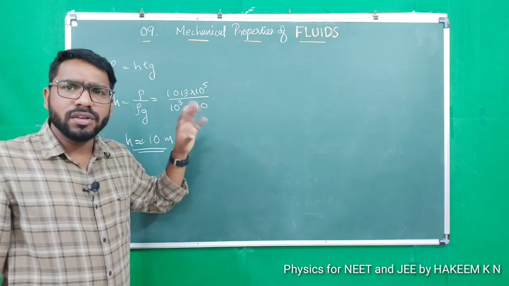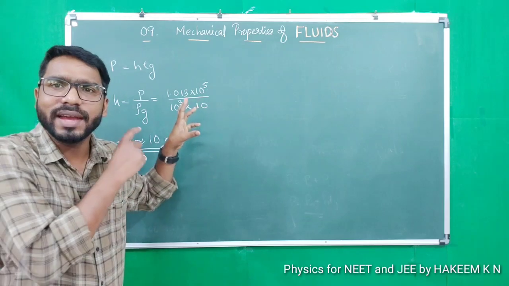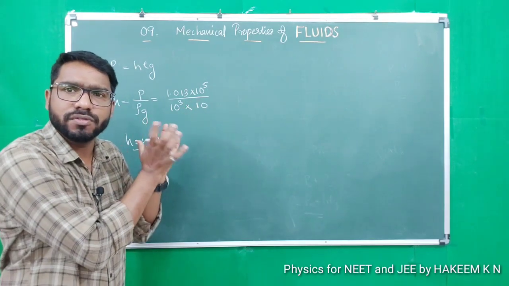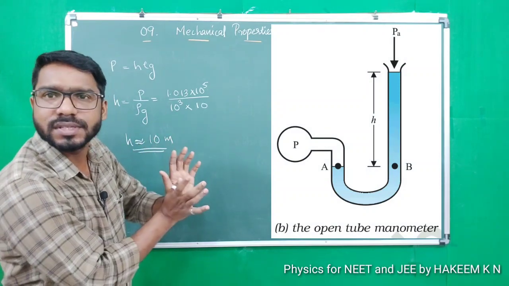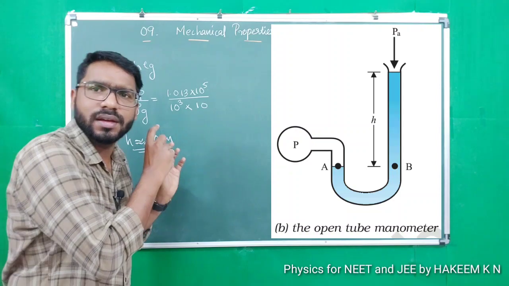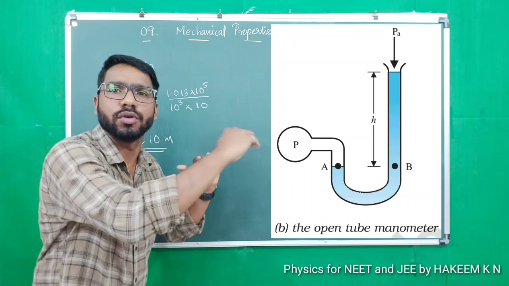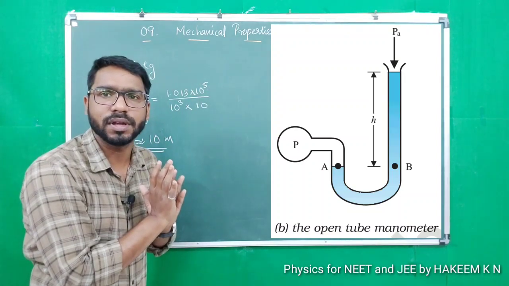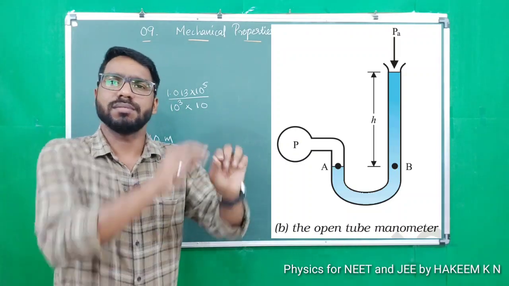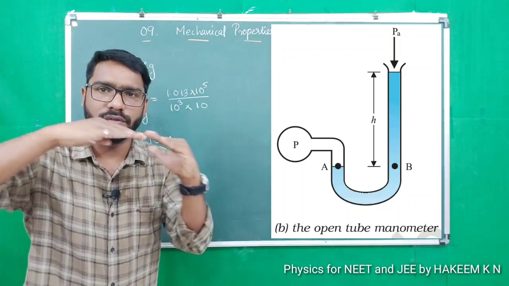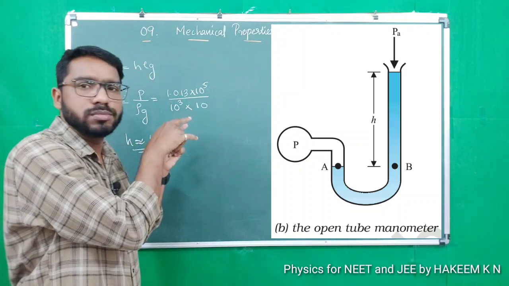And the open tube manometer actually measures the pressure of a system. You can see in the diagram, the P indicates the pressure of the system, and that P is measured using the pressure difference provided by the liquid level. Initially, if P is not connected there, the liquid level should be the same in that U tube.